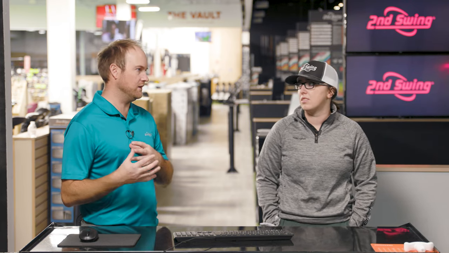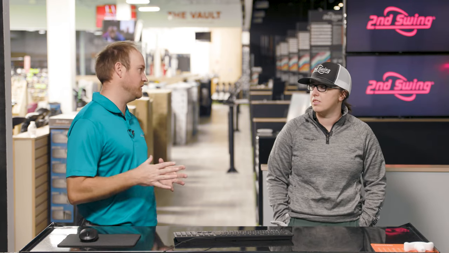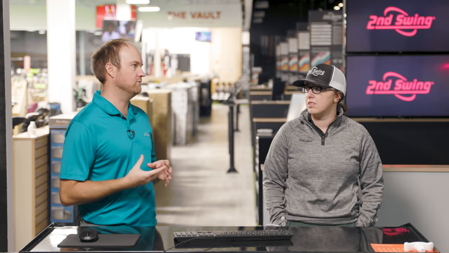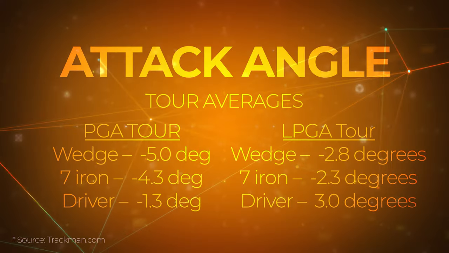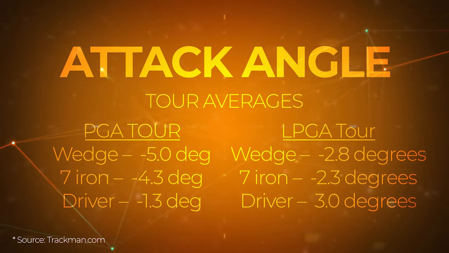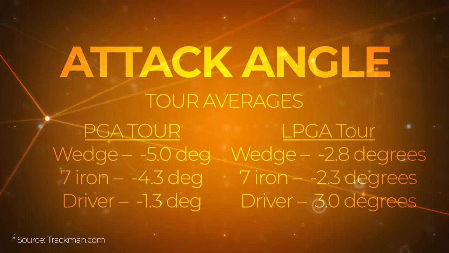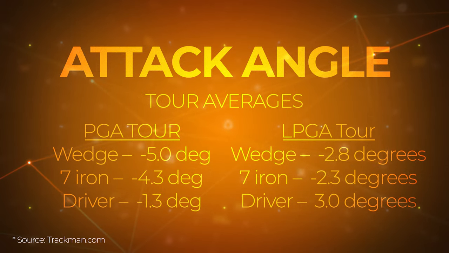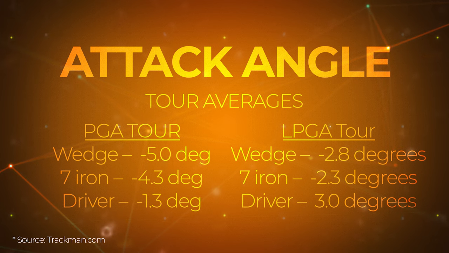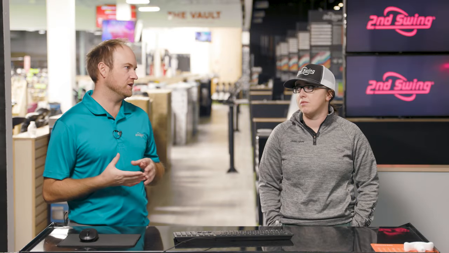7-iron, that's going to be kind of right in the middle, so you're not going to hit down on it as much as a wedge, but at the same time, you're not going to really hit up on it either, because we're still trying to get some turf interaction. Tour average for PGA Tour players is about -4. So anytime I see an attack angle that's less than that, generally speaking, a player's going to be more of a picker. They're going to take less of a divot. The ball's going to generally spin less.